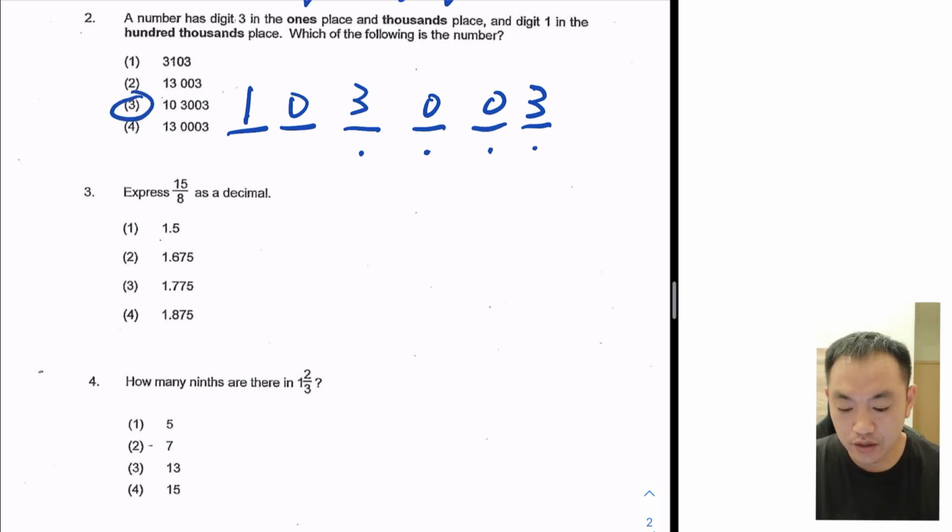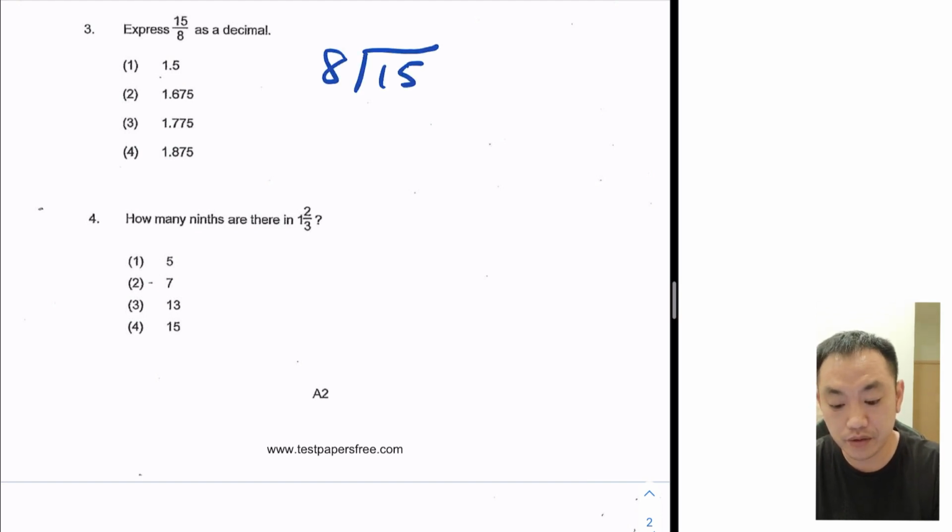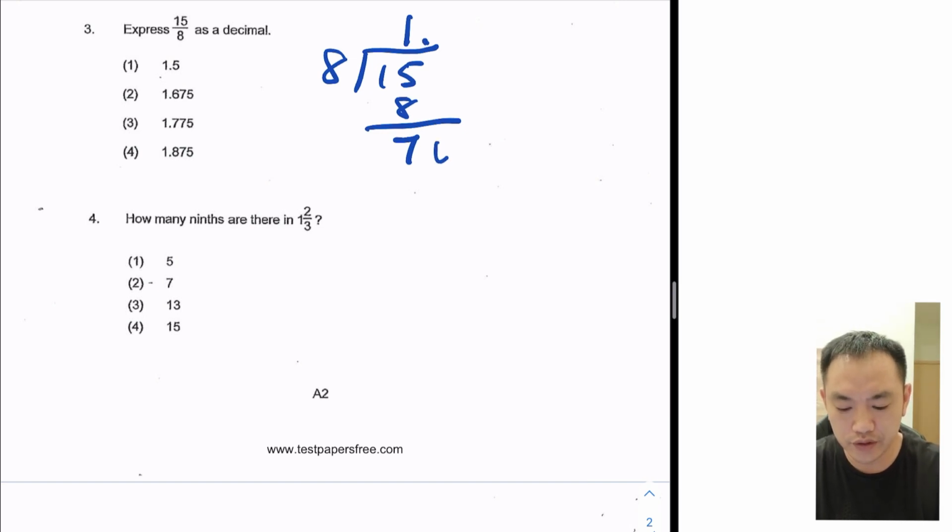Let's move on to question 3. Express 15/8 as a decimal. Basically, if you want to change any fraction to decimal, there are two ways of doing this. One is that you change the denominator, which is the bottom of the fraction, to either 10, 100, or 1000. In this case, you could divide the number directly, because the fraction also means the division from the top number to the bottom number. So let's do the division here. 15 divided by 8. So it's 1, which is 8, then 7, then you put a decimal point here, and then you fill in with a 0.